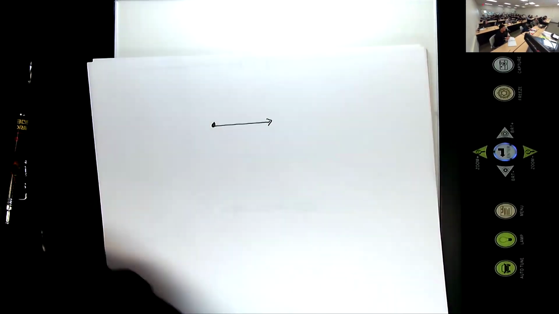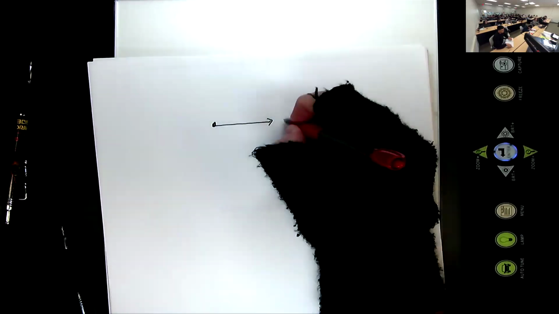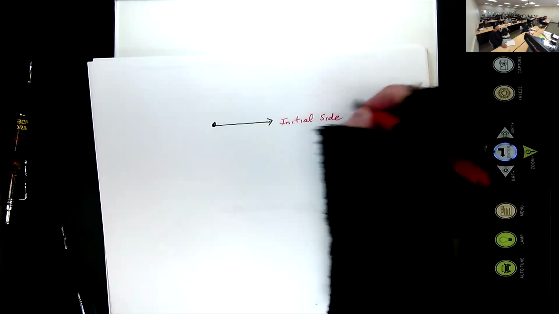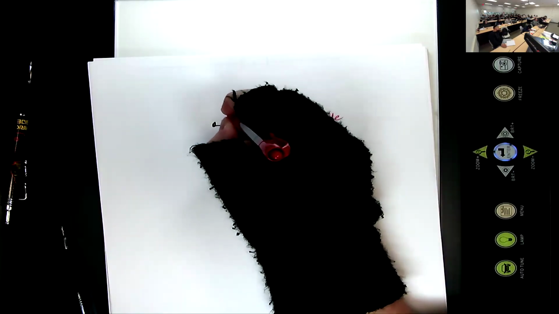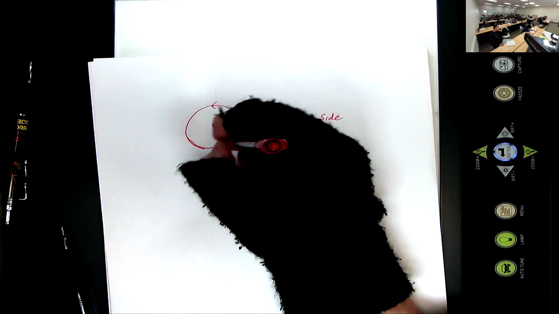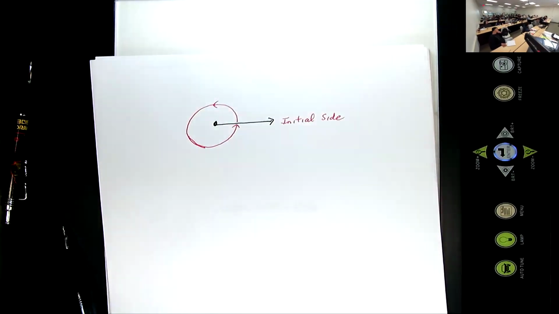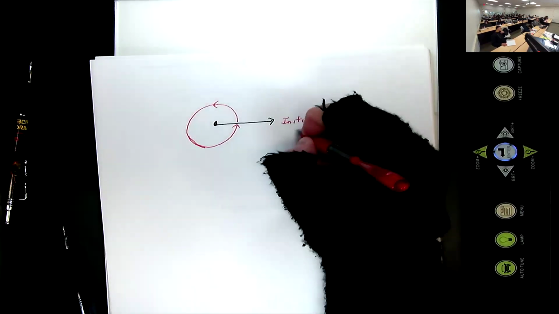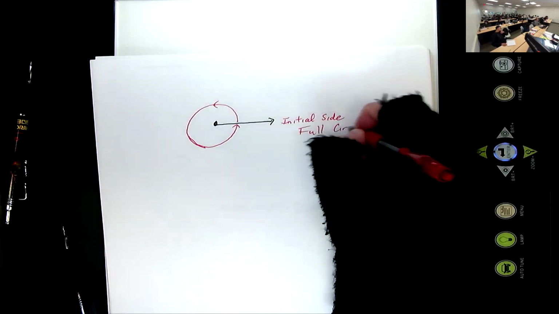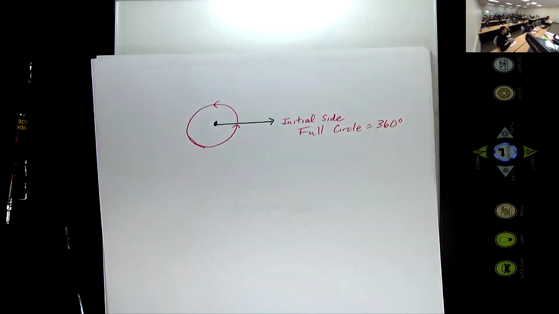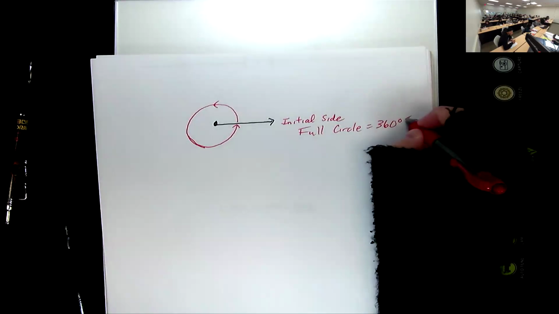So if this is my initial side, and I rotate all the way around and get back to where I started, so it starts and stops at the same spot, this entire rotation, a full circle, is 360 degrees. That's the symbol for degrees.